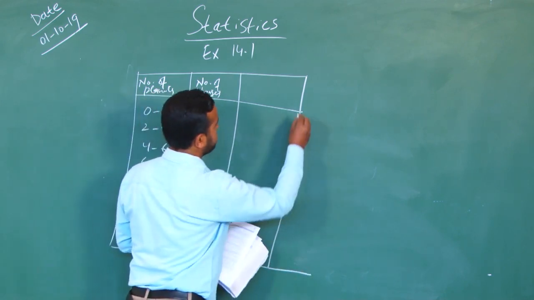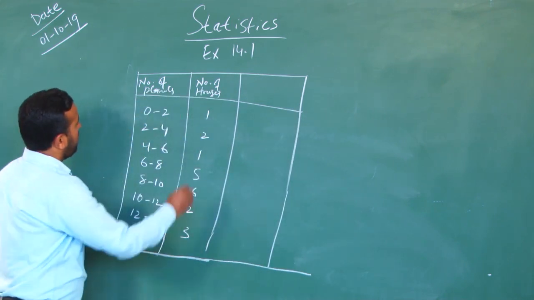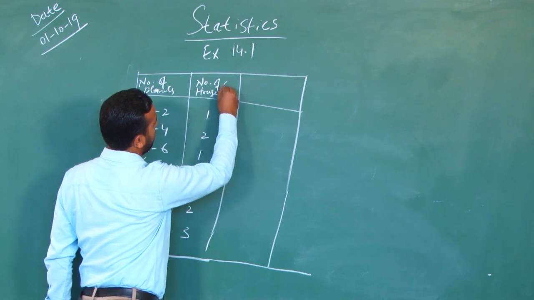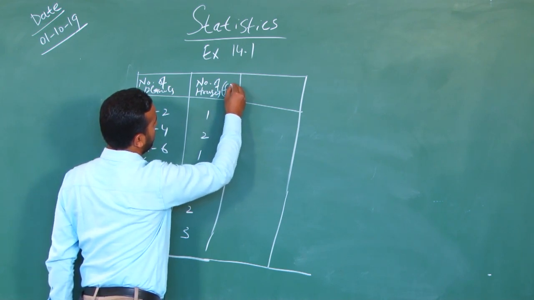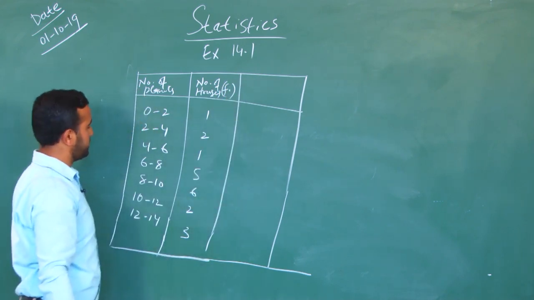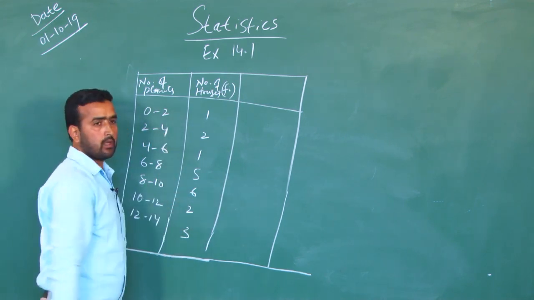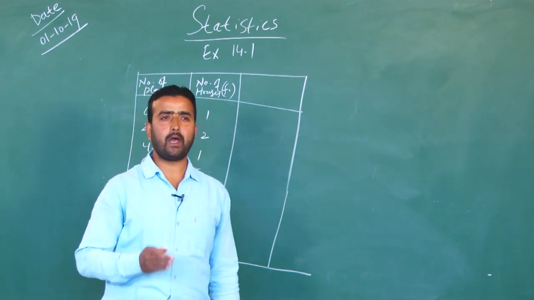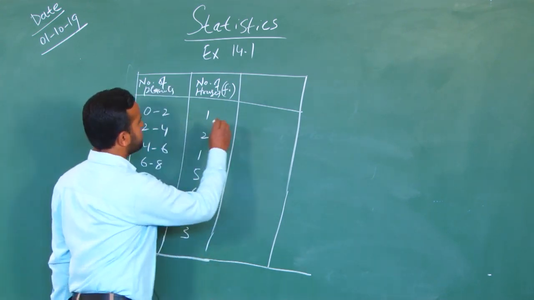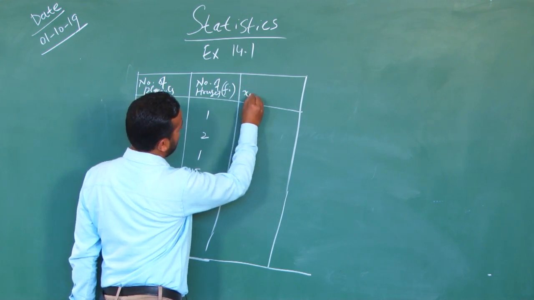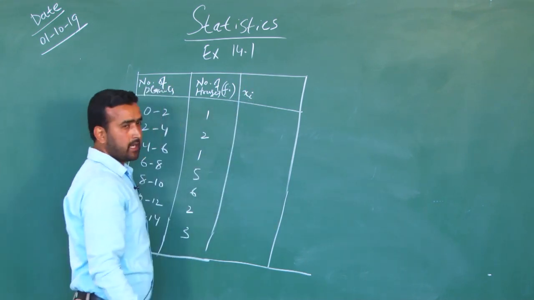Then we have these number of houses, this is the frequency. We generally can denote it with the help of fi, frequencies of the various groups. Then we calculate the mid values of the given groups, that is the class mark, that is represented with the help of the variable under study, that is xi.